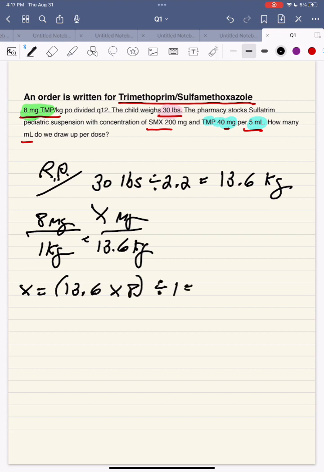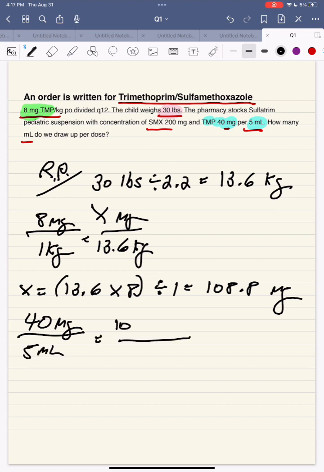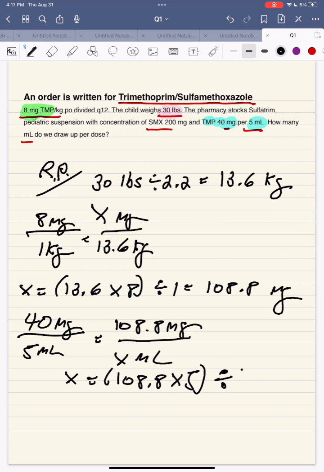It could be a few seconds to do the calculation. 108.8 milligrams. All right, and now we know that we have 40 milligrams per 5 ml of trimethoprim in this combination suspension. We need 108.8 milligrams, x ml. How many milliliters do we need? Cross multiply: 108.8 times 5 divided by 40.